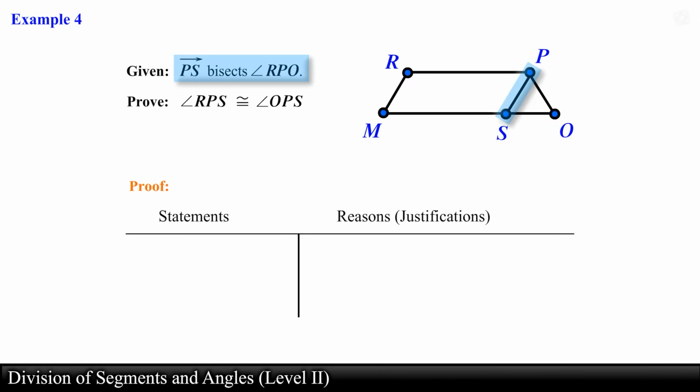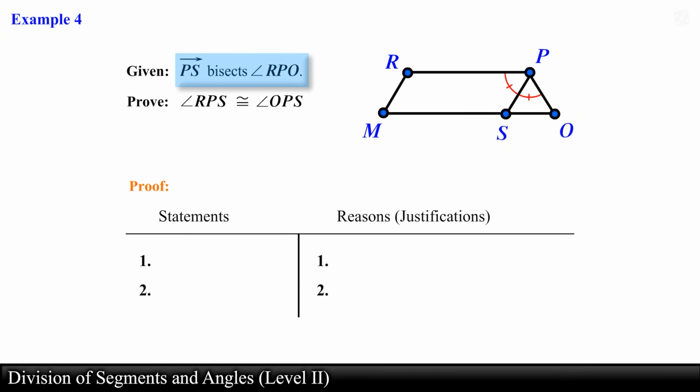In this case, we are given that ray PS bisects angle RPO. This means that angle RPS will be congruent to angle OPS. So let's mark these two angles with single arc marks. Now that we have a labeled diagram, let's go ahead and prove the conjecture.